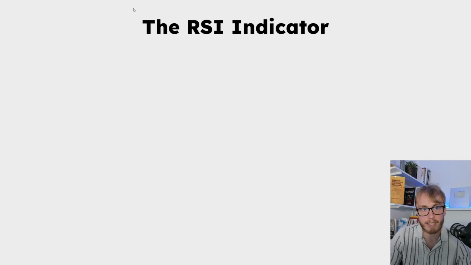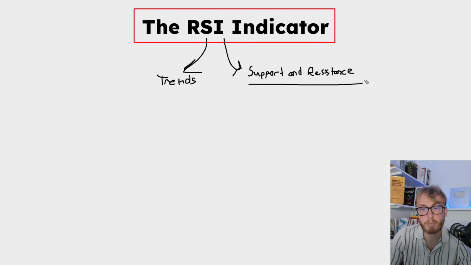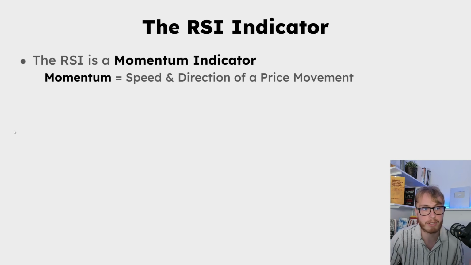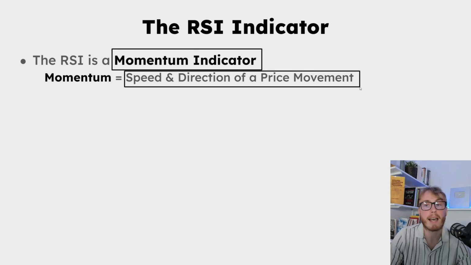So now, the first indicator I want to talk about is the RSI indicator. And to be more specific, we're gonna take a look at how we can use the RSI together with trends and the support and resistance strategy we learned earlier in this course. But first, let's take a look at some basics of the RSI indicator. The first thing we need to know is that the RSI is a momentum indicator. And momentum basically means the speed and direction of a price movement.